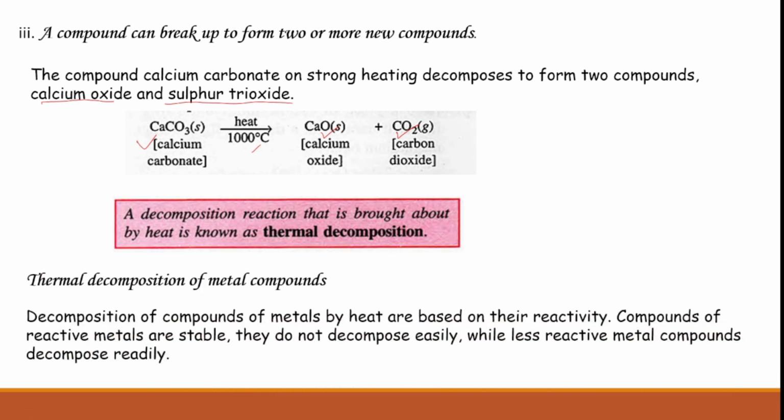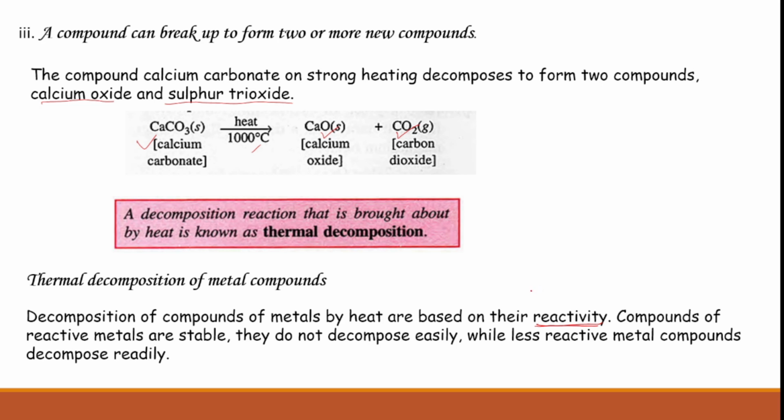Now we are going to see thermal decomposition of metal compounds. You might have studied what reactivity is. There is a list of metals and hydrogen which forms the reactivity series. You have heard about it. The reactivity series gives a list of all the metals starting from the highly reactive metal to the least reactive metal. Such an arrangement is known as the reactivity series, and decomposition of compounds of metals is based on their reactivity, or on the position of these metals in the reactivity series.